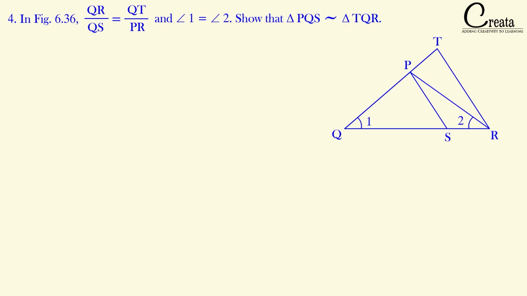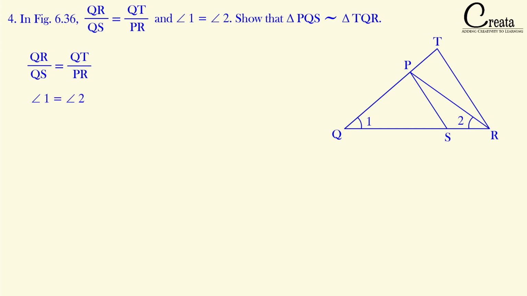In the figure 6.36, QR upon QS is equal to QT upon PR and angle 1 is equal to angle 2. Show that triangle PQS is similar to triangle TQR. So let's observe the question. Here in this question, one big triangle is given, QTR, which is having several triangles inside this big triangle. Here it is given QR upon QS is equal to QT upon PR. Further, it is given angle 1 is equal to angle 2. And we have to prove or show that triangle PQS is similar to triangle TQR. So let's see how we can approach this question.